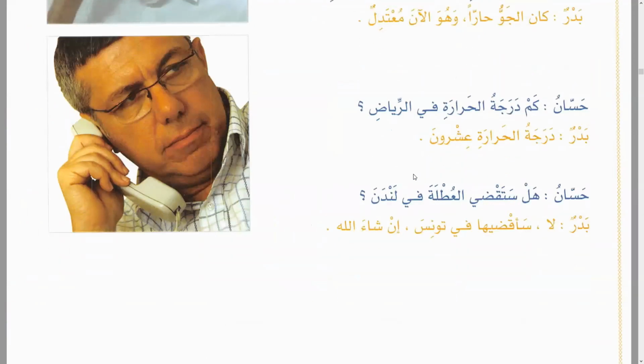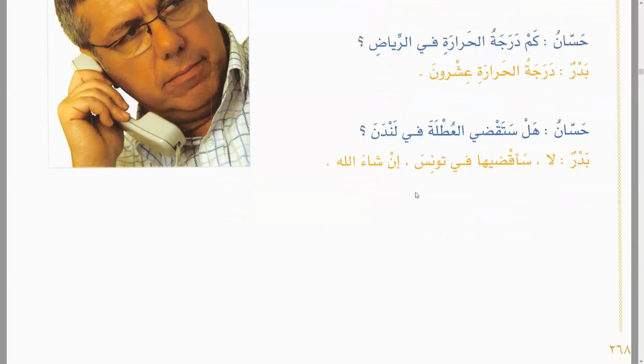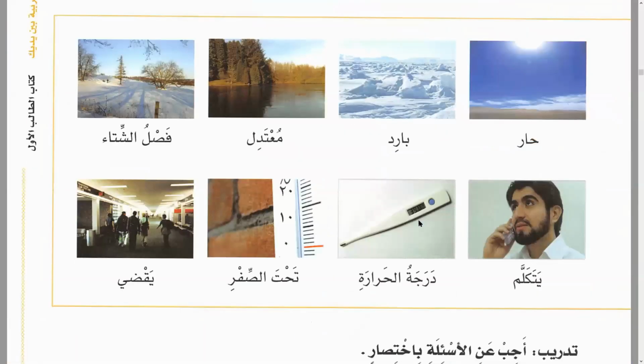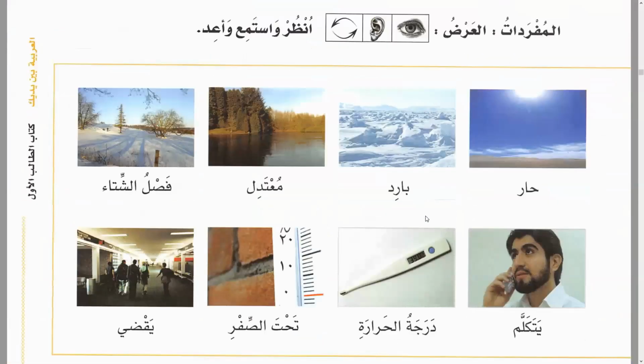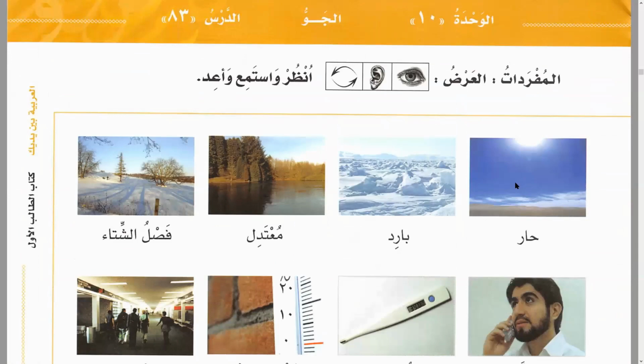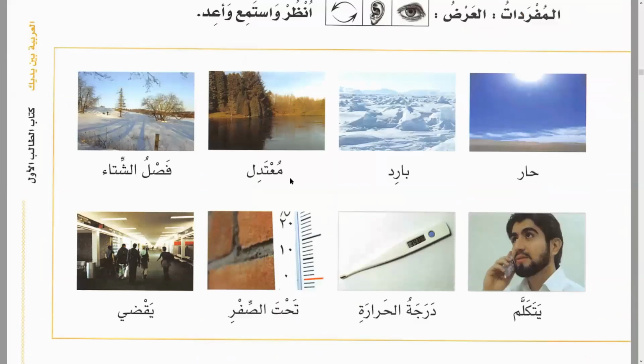These books work like, they just give you the vocabs and help you to memorize by giving you, repeating them, inshallah. I will spend it in Tunisia, inshallah ta'ala. Let's end this by doing this exercise here. Harun, hot. Baridun, cold. Mu'tadil, moderate. Faslu shita.